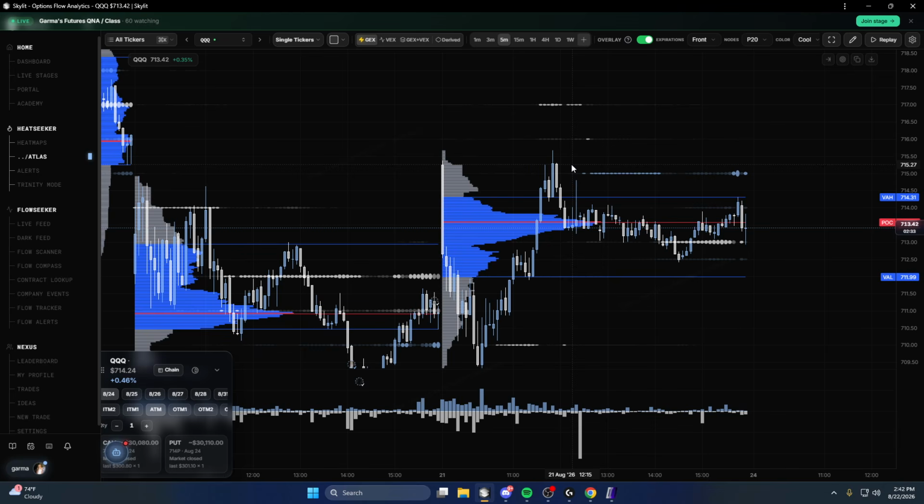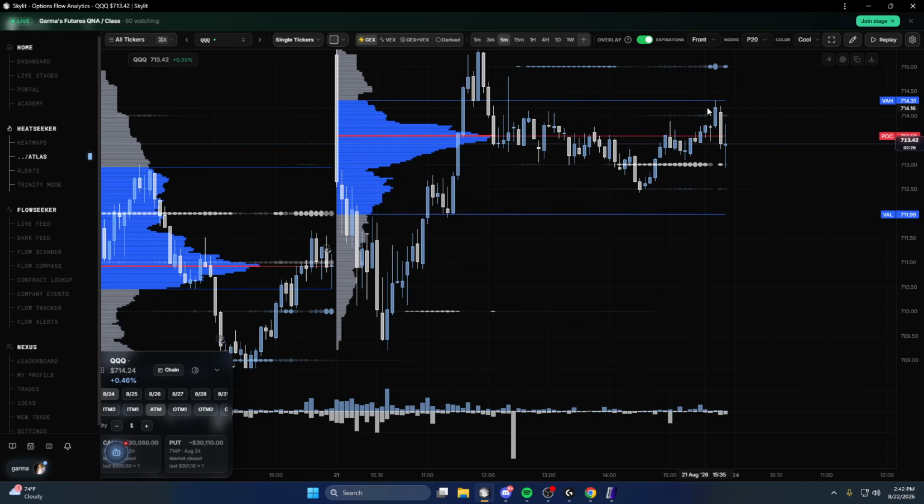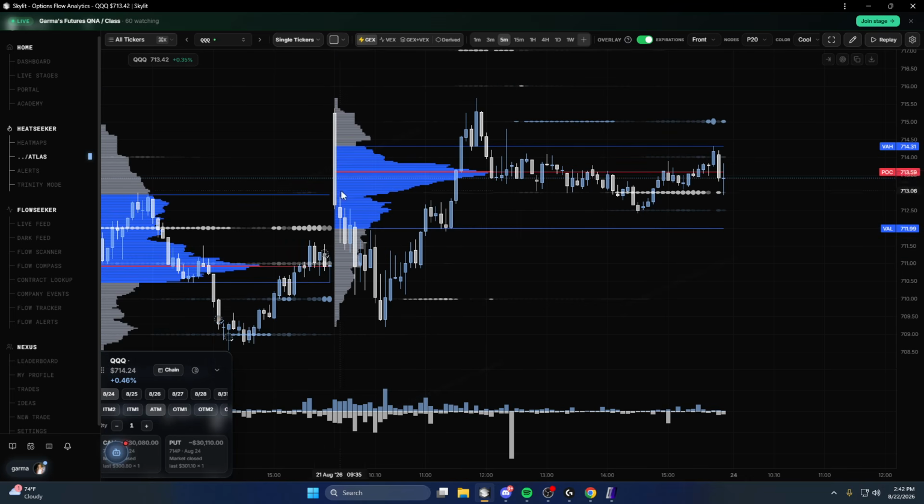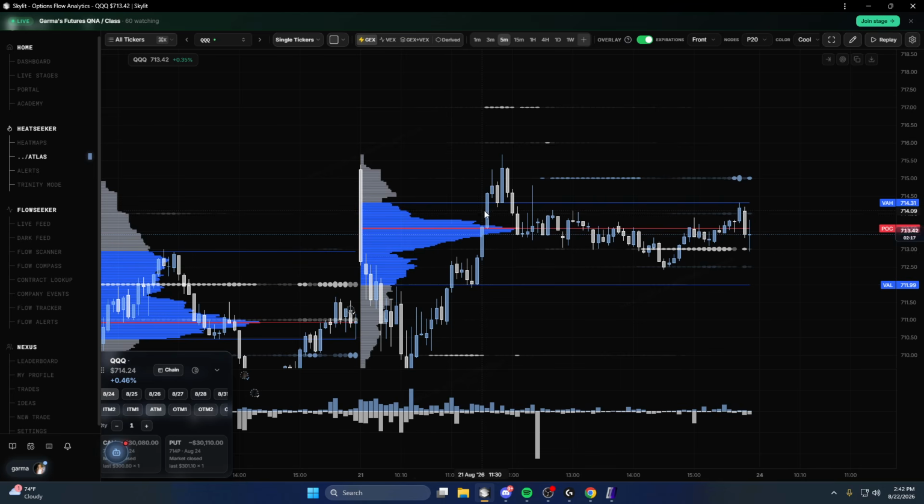So, like I said, your POC is like your magnet. It's where most of the volume is traded within the session. And you can see down over here, right? You had the value area low. We reclaimed the value area low. And typically the market runs from discount to premium and then premium to discount. So you have your value area low, and we got the move on QQQ back up to 714.